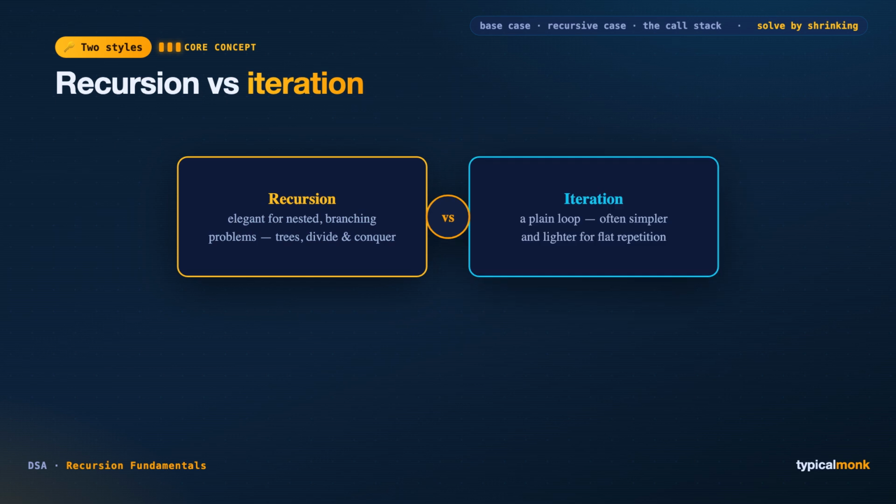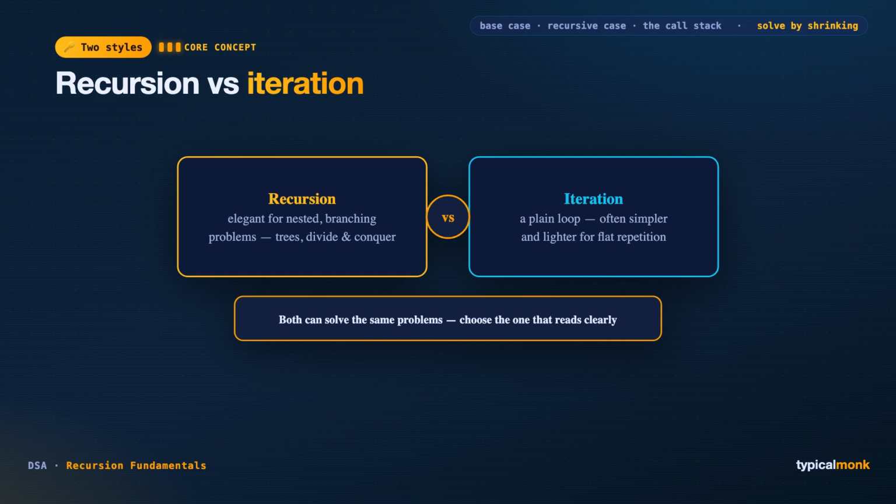Iteration, an ordinary loop, is often the better choice for flat, straightforward repetition. Counting through a list, running something a fixed number of times, a loop is usually simpler to read, and it is lighter because it does not pile up calls on the stack. There is no risk of a stack overflow with a plain loop.